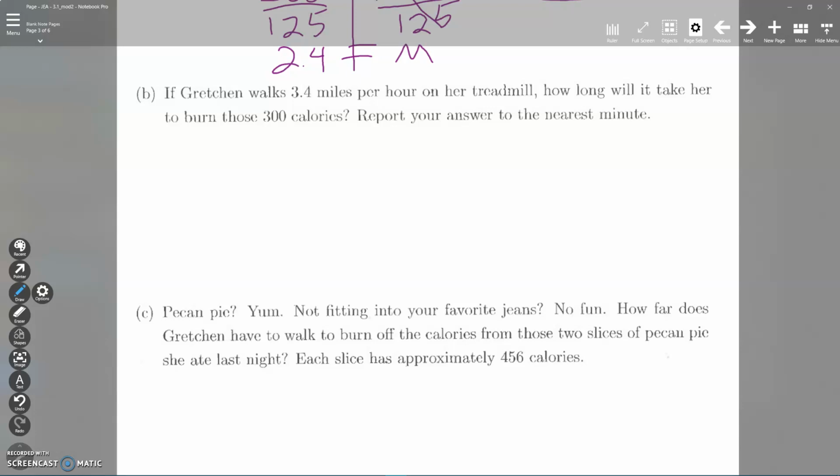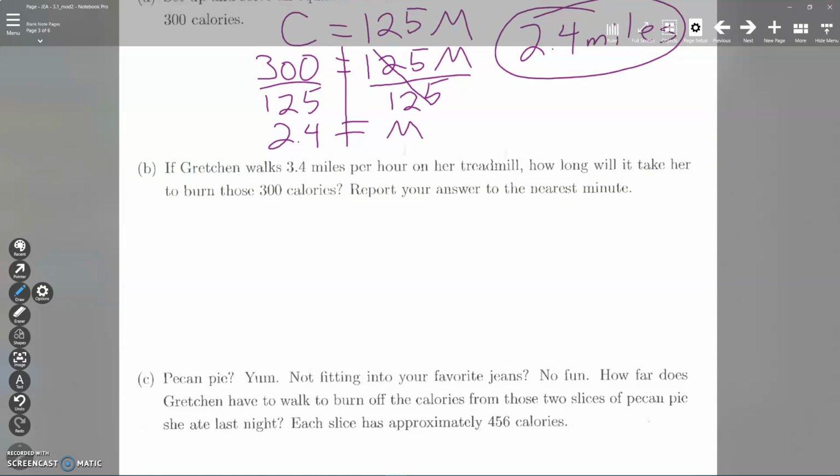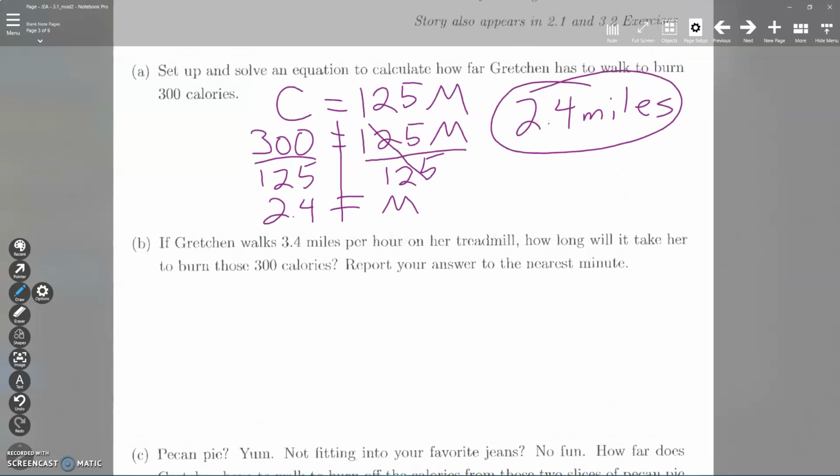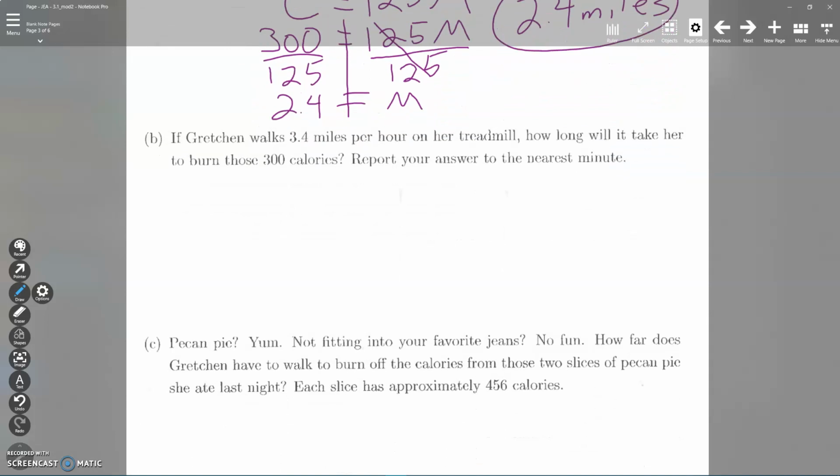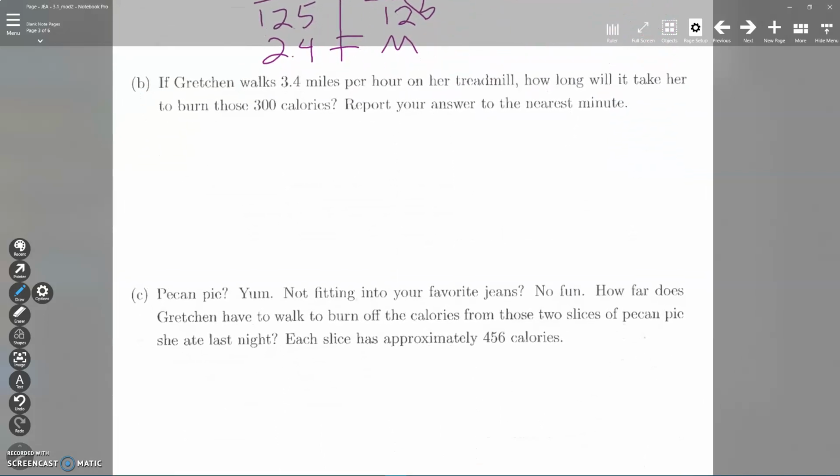All right, so we've got hours and we've got minutes here. 3.4 miles per hour. So, well, one way to look at this is if we take our answer from the first part, we know that she can do 300 calories in 2.4 miles at that speed. But now let's take a look here again. Let's work our way through this.